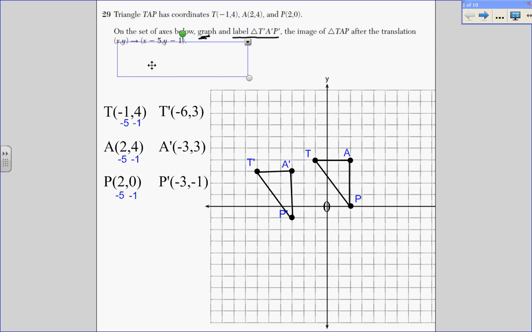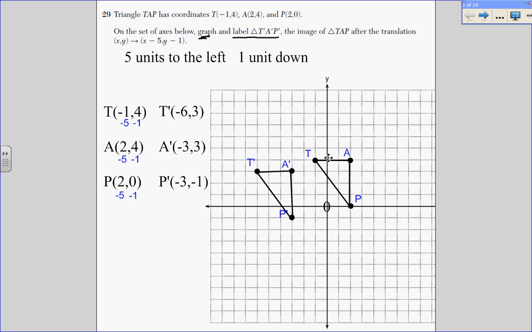In our current problem, we're being asked to subtract from the x coordinate, and they're saying subtract 5. So that means you're going to move 5 units to the left, right? And it's saying to subtract 1 from the y, so that means you're going to move 1 unit down. So what you could have done initially is plot the original coordinates, and then just move each coordinate 5 units to the left, and then 1 unit down.